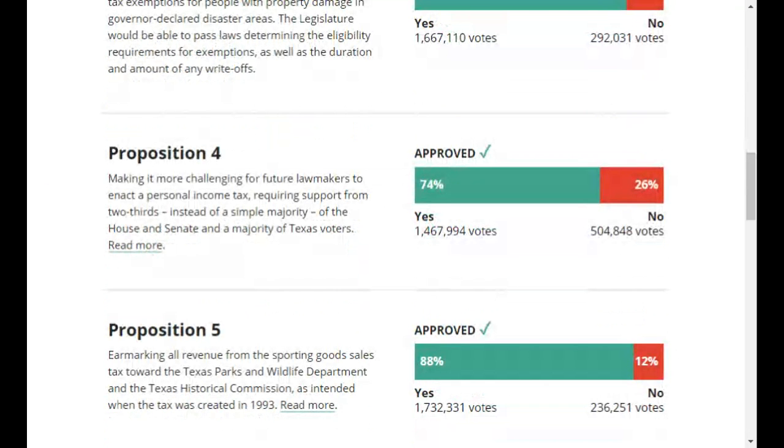Proposition 5, sporting goods sales tax would go to Texas Parks and Wildlife for upkeep of parks, places to go hunting, fishing, things like that. Again, pretty overwhelmingly in favor of that, right? We'd like to preserve the wildlife that we have here in Texas, protect our parks, beaches, and so on.